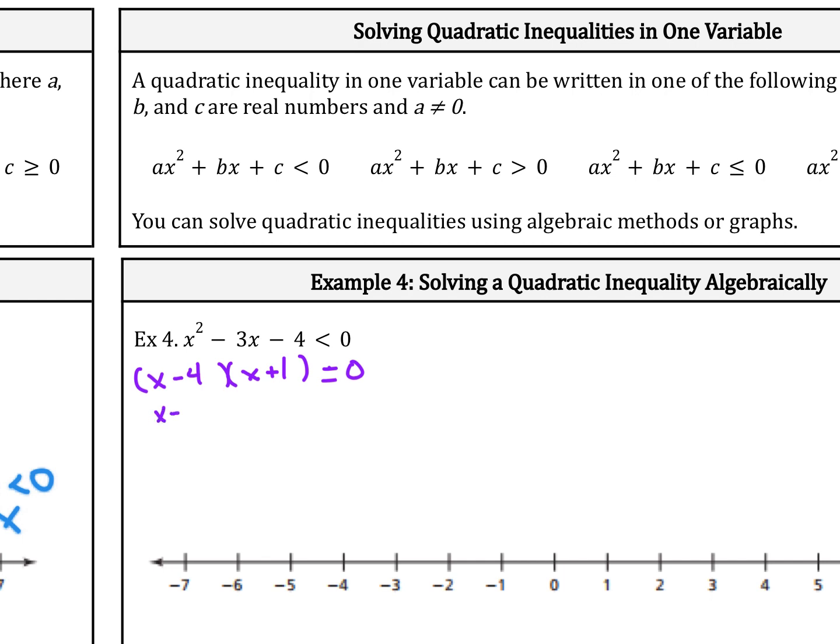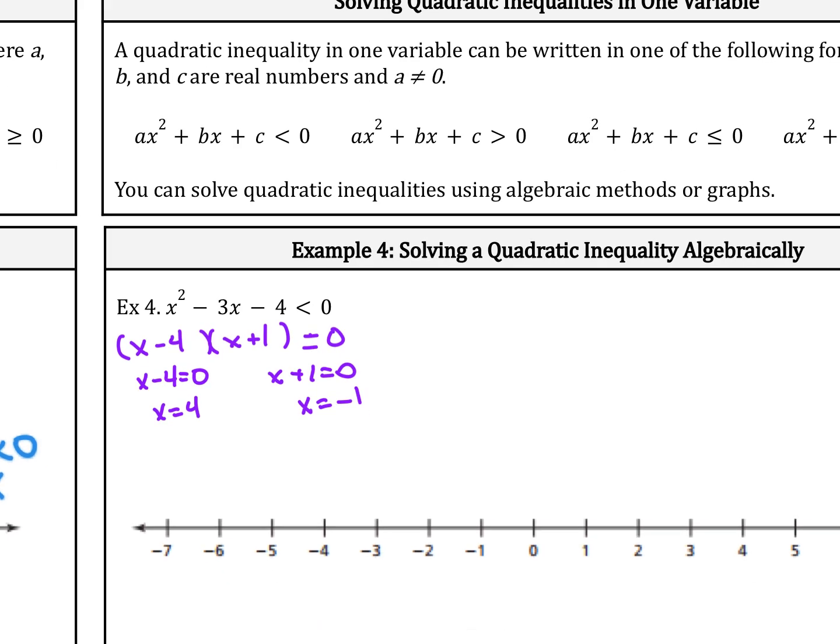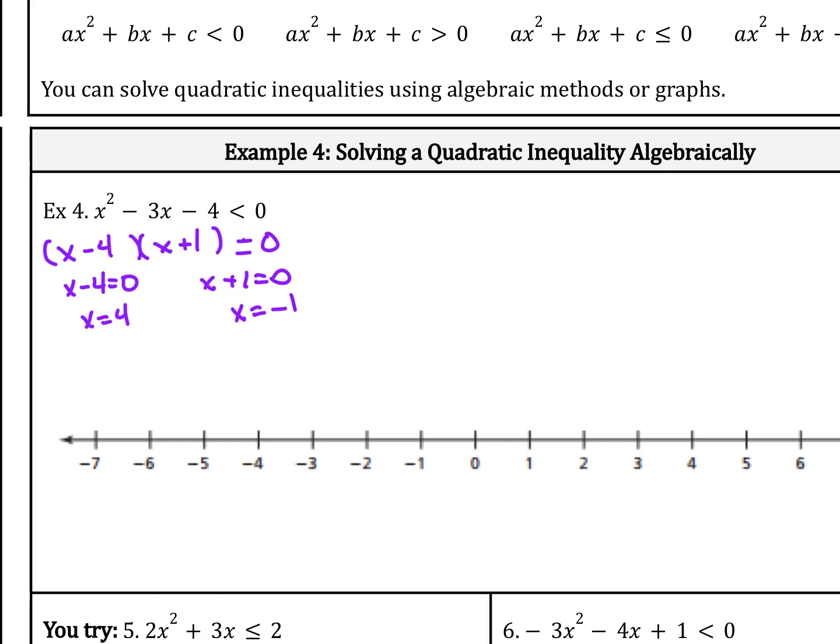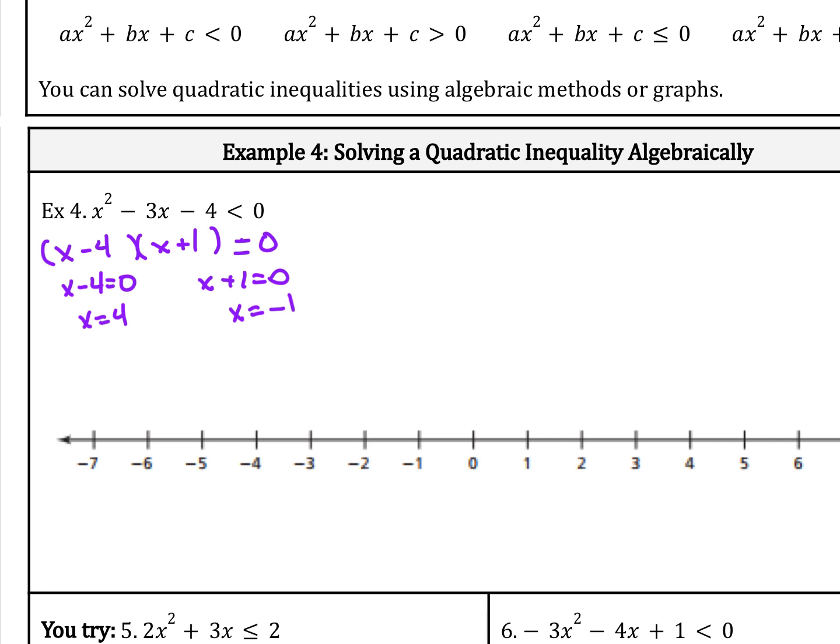Setting each piece equal to 0 using the zero product property, we can solve for our intercepts. We know that x is 4 and x is negative 1. So we can represent that on this number line. x is 4, and we do that with an open circle, because it says less than. If it said less than or equal to, then we would put a closed circle, meaning we could include that value. So this is also an open circle at negative 1.